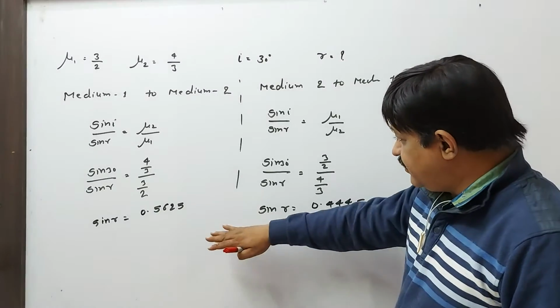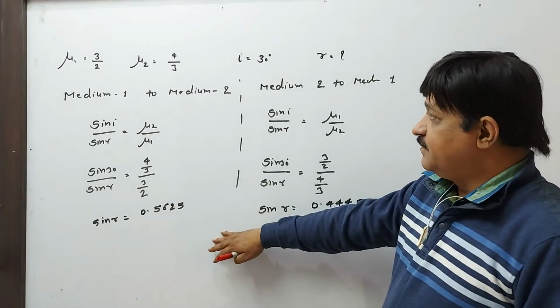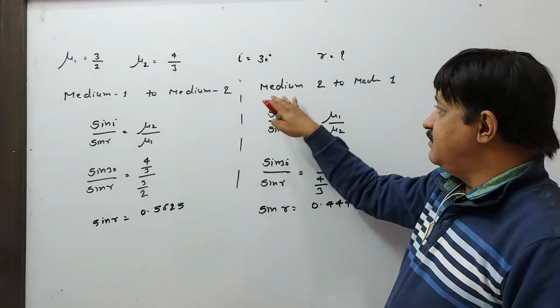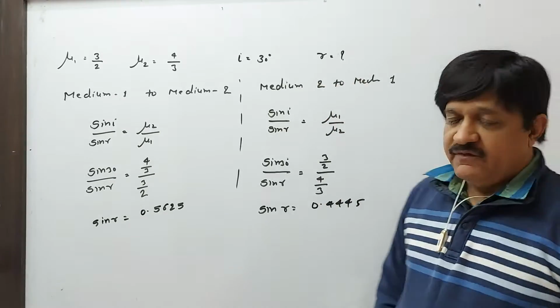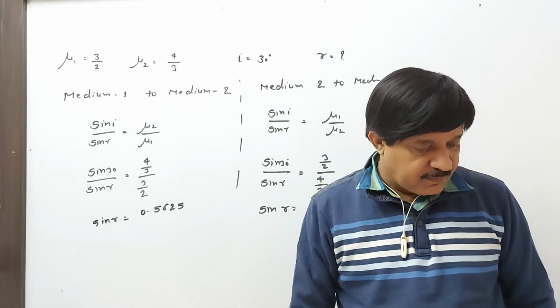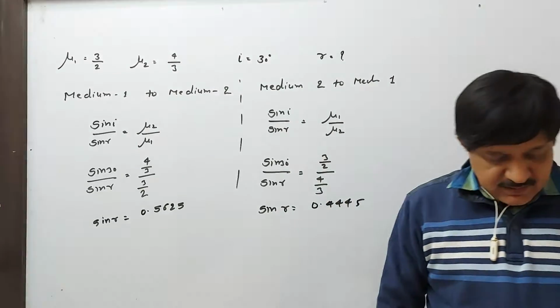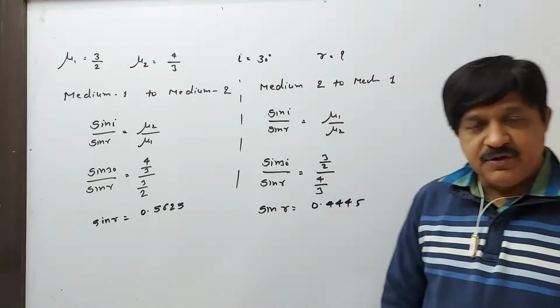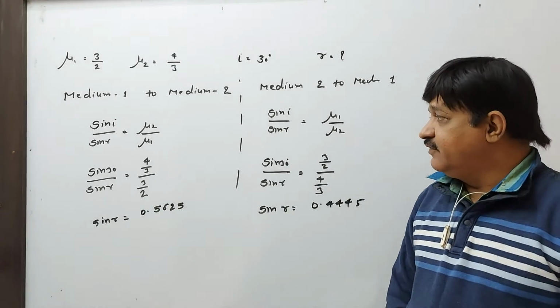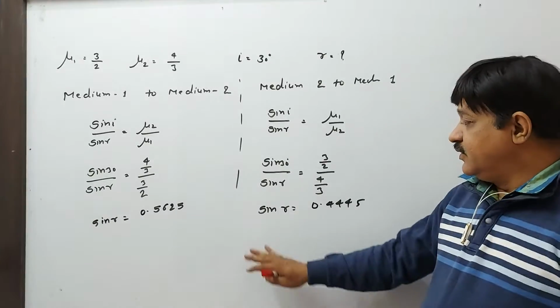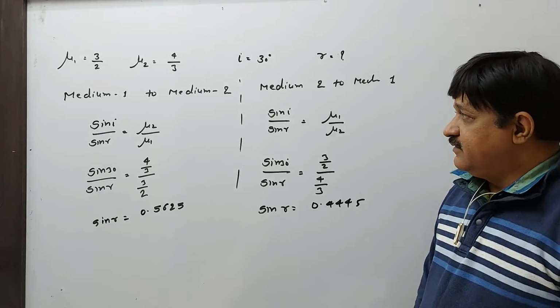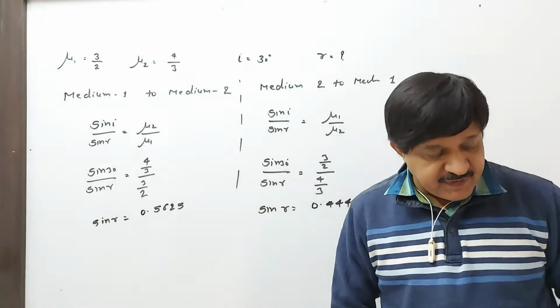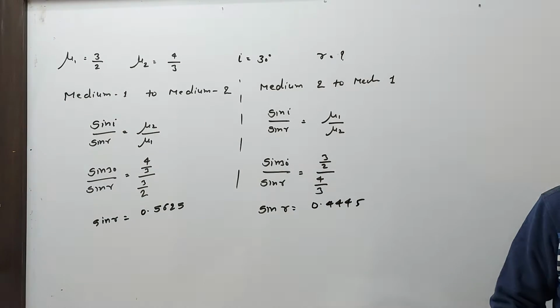On this background you can have the concept of medium 1 to medium 2 and medium 2 to medium 1. Very, very important numerical problem. Be careful when you will deal with the concept of ray optics. The first video has already been uploaded. This will be the second video of ray optics. So you can now go through the first problem of today, that when refraction will take place from medium 1 to medium 2 or from medium 2 to medium 1.